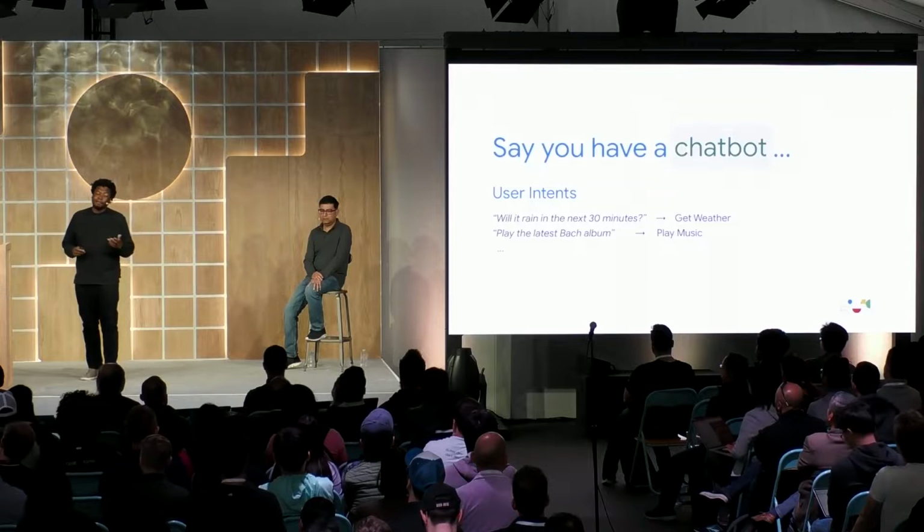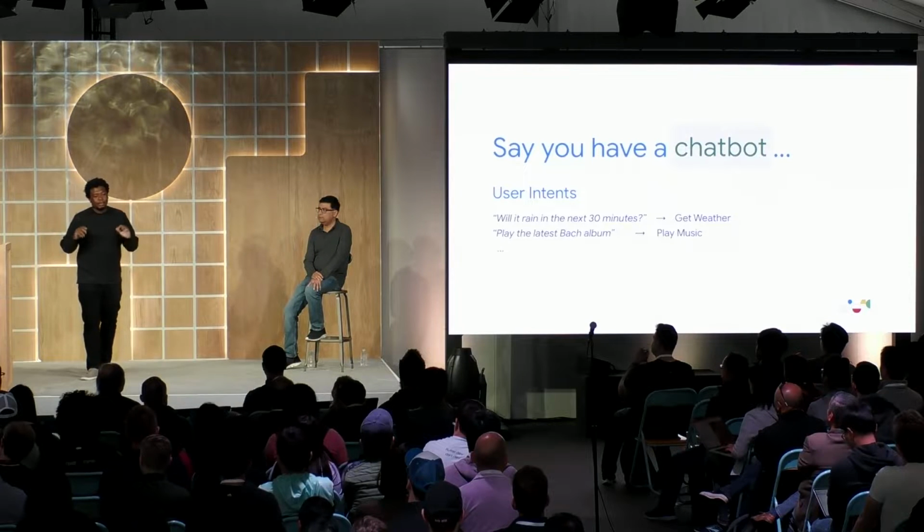So for example, given the sentence, "will it rain in the next 30 minutes," we want the model to detect that that's a get weather intent. Or something like "play the latest Bach album" should be a play music intent.